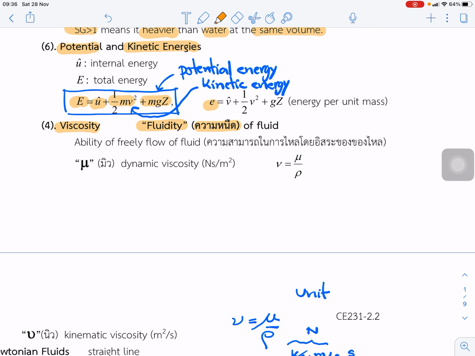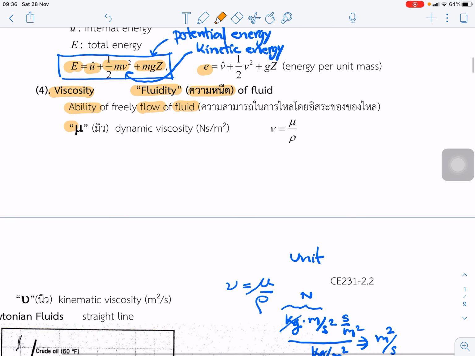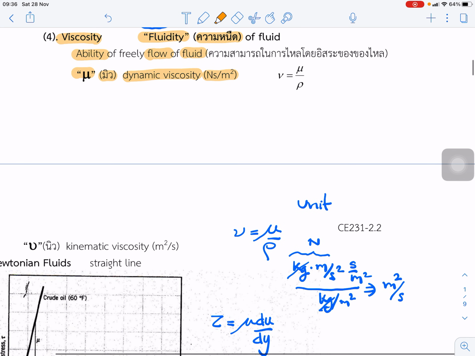Okay. Viscosity is the ability of the fluid to flow freely, and we use two parameters to represent the viscosity of the fluid. The first we call mu. The name is dynamic viscosity. The unit is Newton second per square meter. And the other parameter is nu, the kinematic viscosity. The unit is square meter per second.